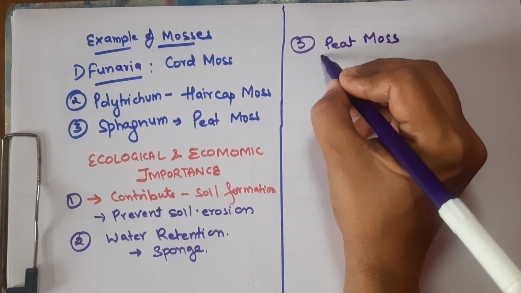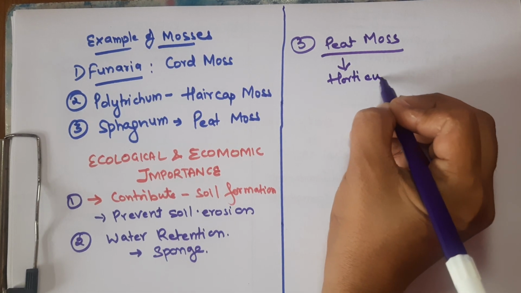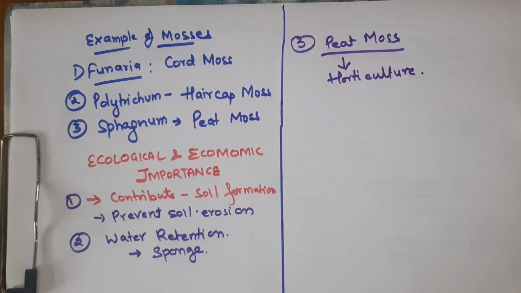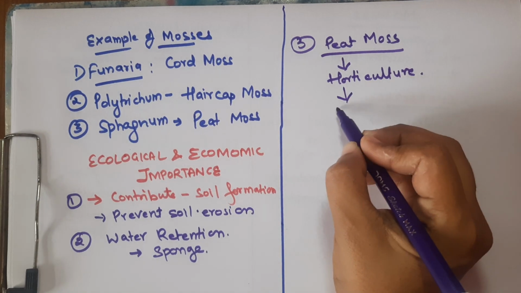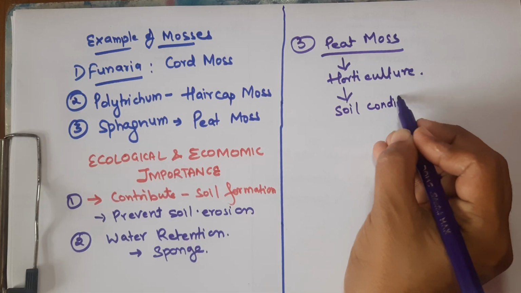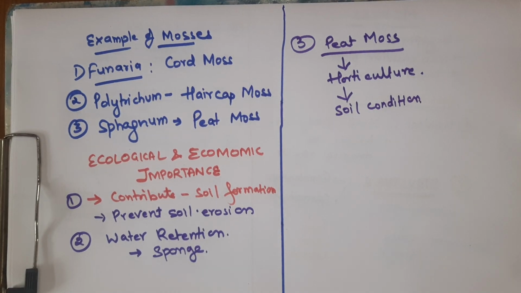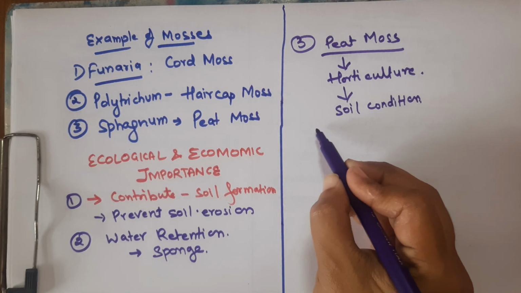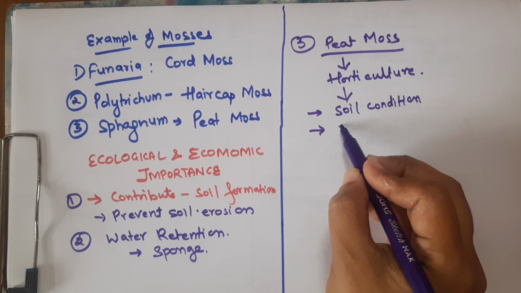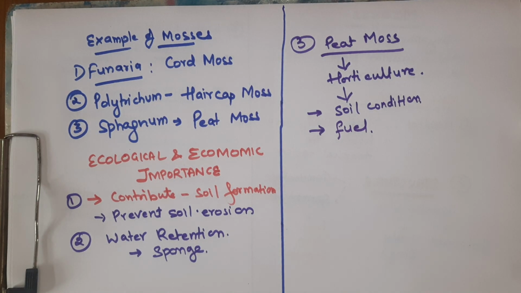Then the mosses, for example Sphagnum, known as peat moss, are widely used for horticulture purposes. It acts as a soil conditioner, and is often used for packing plants during transport. The peat moss will also act as a source of fuel due to its high carbon content.